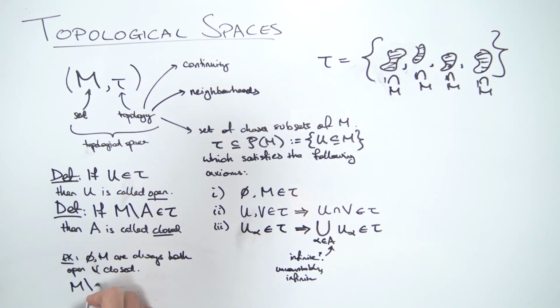Notice, what is M without M? Well, this is the empty set, but this is an element of the topology, which means although M is an open set, by definition it's also closed. So the empty set and M are always both open and closed.